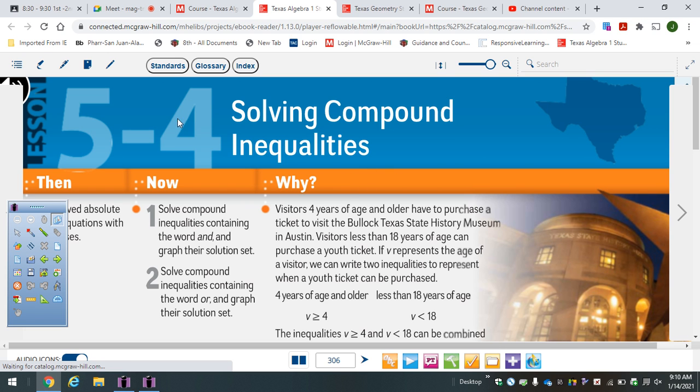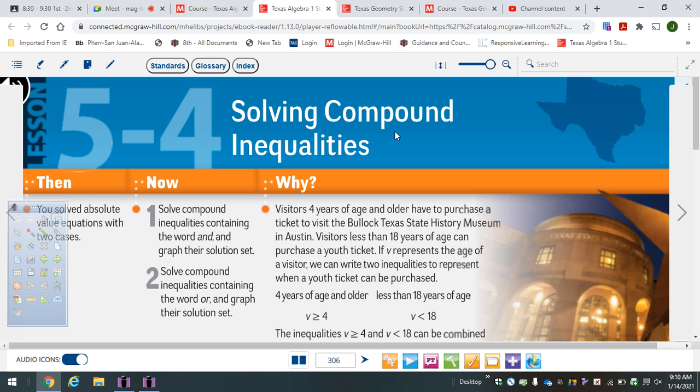Okay, guys, good morning. Today we're going to talk about 5.4, solving compound inequalities. We're going to solve compound inequalities containing the word and, graphing their solution set, and solve compound inequalities containing the word or and graph their solution set.